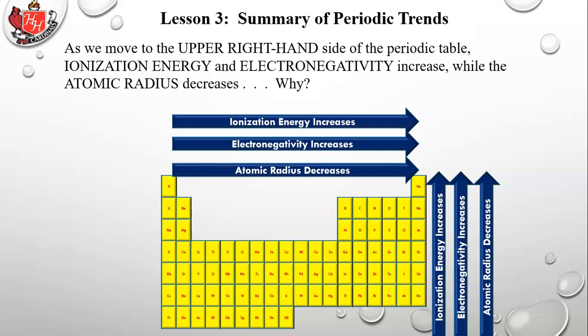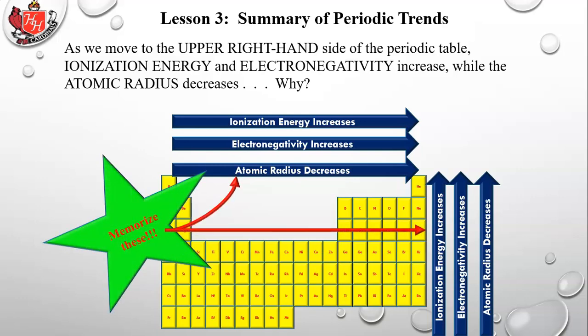And finally, the atomic radius decreases from bromine to fluorine. This is the most obvious one because you have fewer orbitals. So you don't have electrons farther away from the nucleus. So memorize those trends.